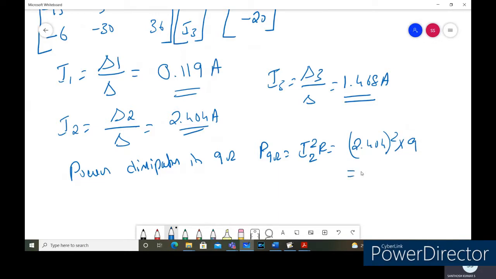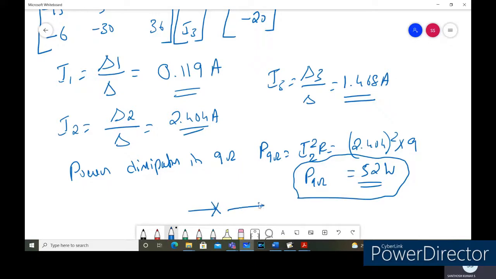In the calculator, we need to change the mode. Let us find 2.04 the whole squared, into the resistance value, and it's 52 watts of power dissipated in the 9 ohm resistor. So this is how the power is dissipated in the 9 ohm resistor. Like this, mesh current analysis is helpful for us to find how much power has been dissipated.